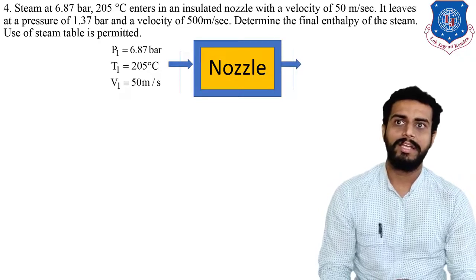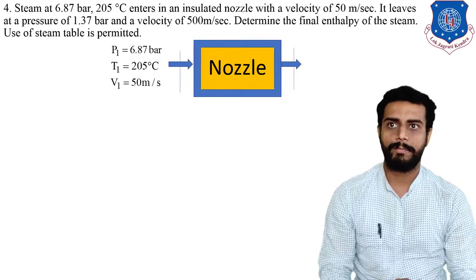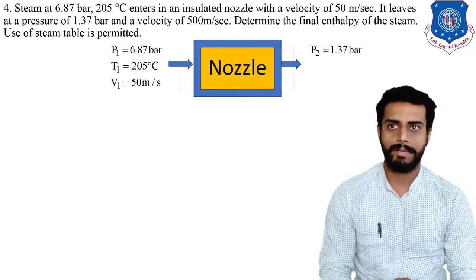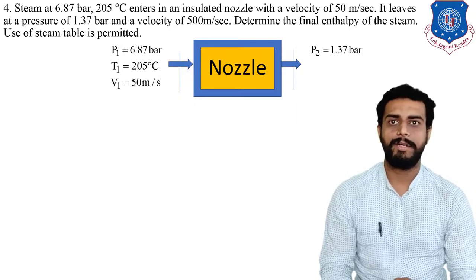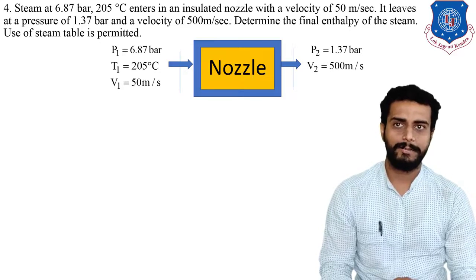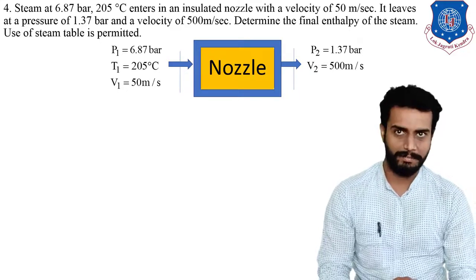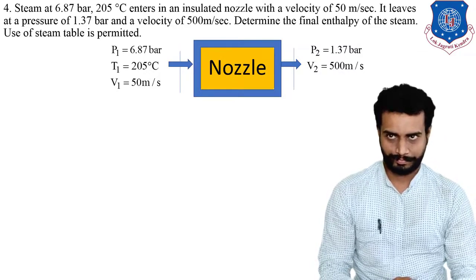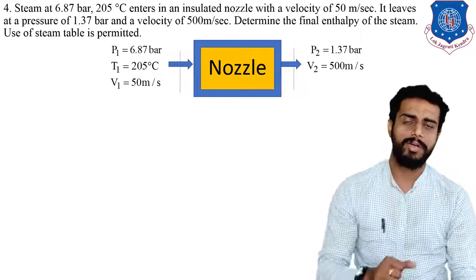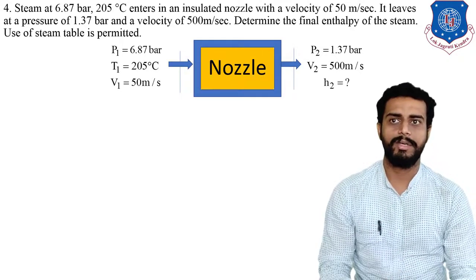Okay, and it leaves at a pressure of 1.37 bar. So exit pressure is given as 1.37 bar and velocity of 500 meter per second. That is, V2 is given as 500 meter per second. Determine the final enthalpy of the steam, that is H2. Use of steam table is permitted. A simple numerical is given. Okay, so let us try to solve this numerical.